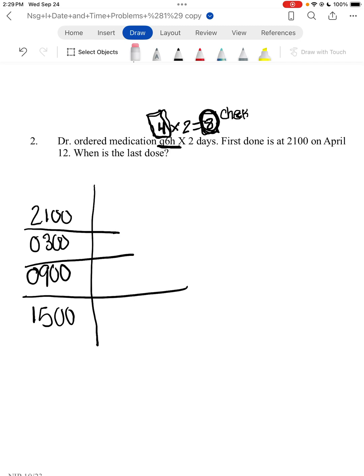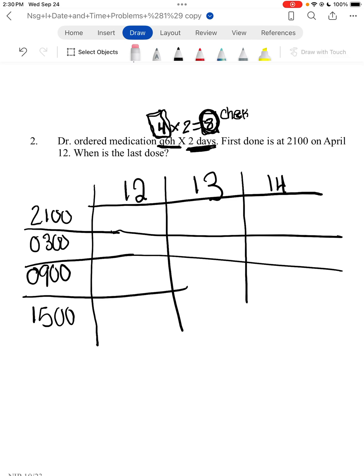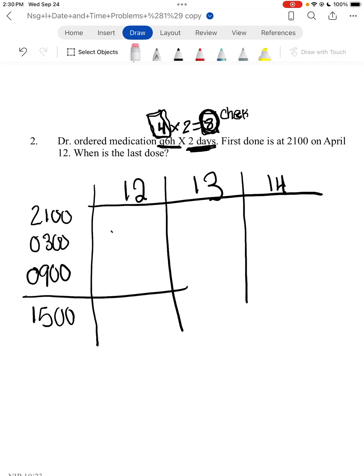Now let's do our date. So the first one starts April 12th. So we are going to add 13th. Remember, it is 2 days. So we're going to put 2. Always make sure you add an extra day just in case, because most likely it's going to be the last day, the next day. Okay, so now let's start with our problem.